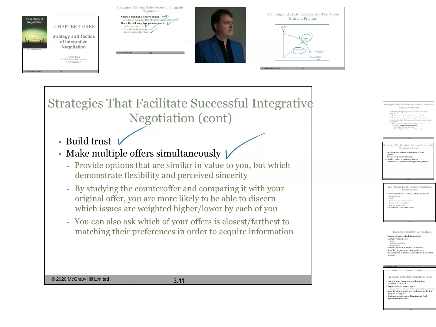So what happens here? We're providing options that are similar in value and demonstrate flexibility and perceived sincerity. In other words, you're really trying to help your opponent, let's say, reach their goals by offering them options that are of similar value. Then when you get a counteroffer, you can compare it to your original offer. In this way, you can see which of the offers you've provided is closest to matching their preferences.